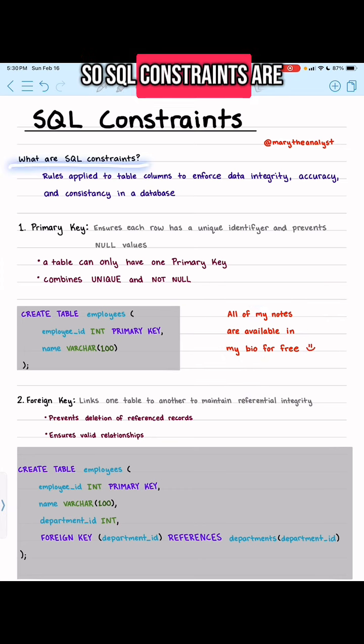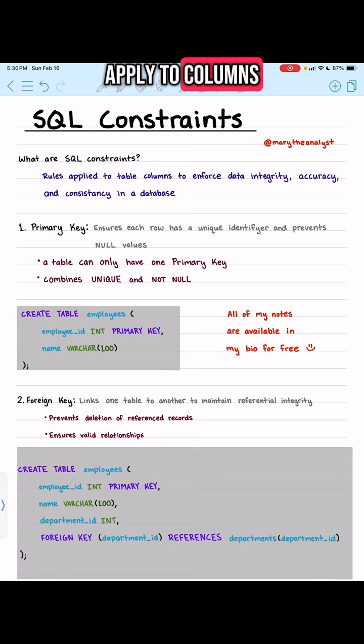So SQL constraints are rules that we apply to columns in a table. And you can think of constraints like guidelines for the columns in a table that you're creating in SQL. So the most common constraint is the primary key.